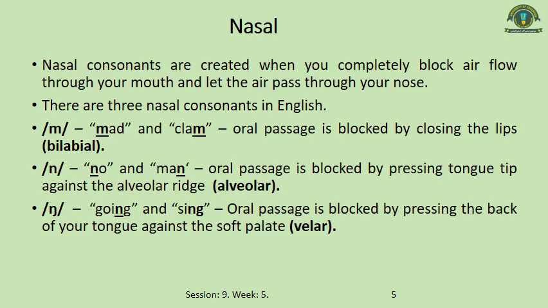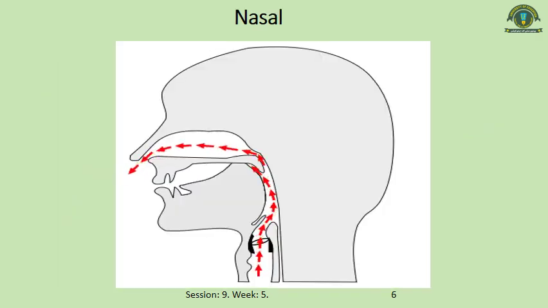The oral passage is blocked by pressing the back of your tongue against the soft palate, and that's why ing is a velar sound. But the top category is nasal, because this sound is produced through the nasal cavity. No oral cavity is involved over here, but the nasal cavity. So these 3 sounds, m, n, and ing, are nasals. Why? Because of the way we produce them. Is it clear? Okay. Now, whatever you have heard, I want you to now see the demonstration.